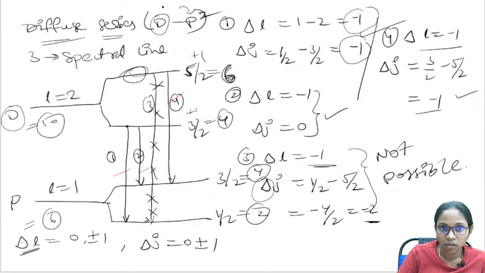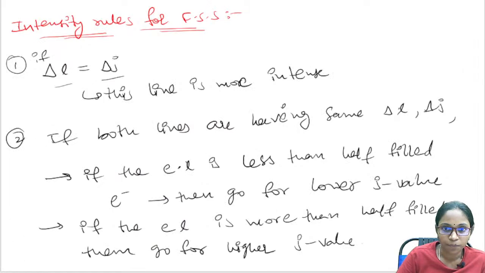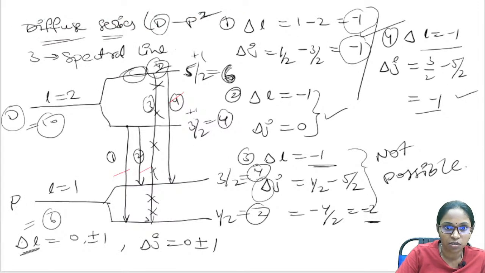Otherwise, if the d orbital is filled with 6 electrons, or the question mentions that in the J 5/2 level the electrons filled are 4, that means more than half filled, then you go for the higher J value. If this orbital is filled with 2 electrons, that means less than half filled, then you go for the lower J value. Now let's check this diffuse transition.